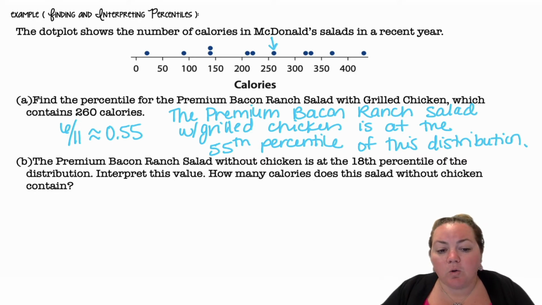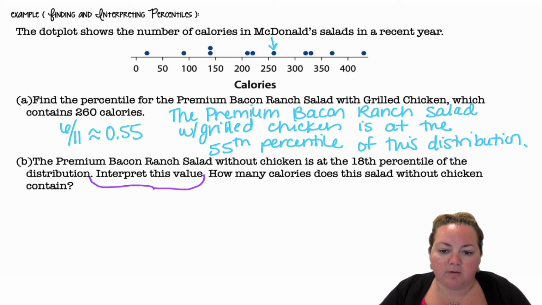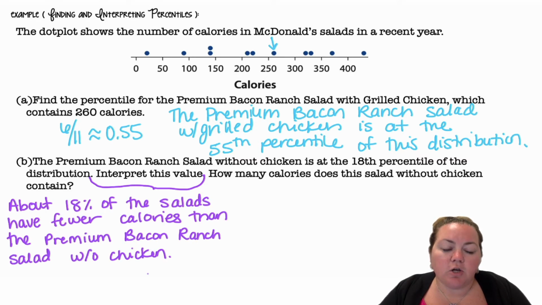The premium bacon ranch salad without chicken is at the 18th percentile of the distribution. Interpret this value, and how many calories does this salad without chicken contain? All right, so we're going to interpret that value at the 18th percentile first. So about 18% of the salads have fewer calories than the premium bacon ranch salad without chicken, because it's the percent that's less than the value in question.